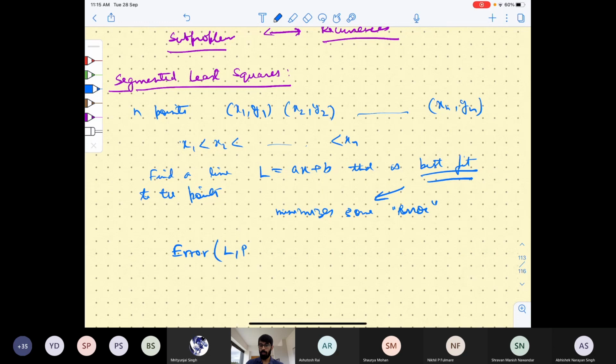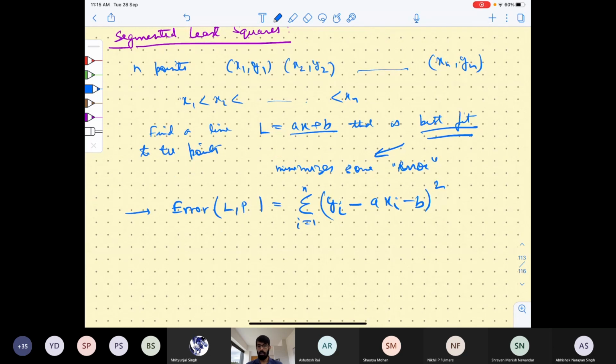So error of L comma P is equal to summation i equals 1 to n. Now you just look at what the yi should have been because of the line. So yi minus a xi minus b. So it should be a xi plus b, right? Because the line is ax plus b. So the yi should have been a xi plus b. And you subtract that from yi, and then you take the square and sum that for all the points. Right? So this is the error which you want to minimize. Okay. Good.